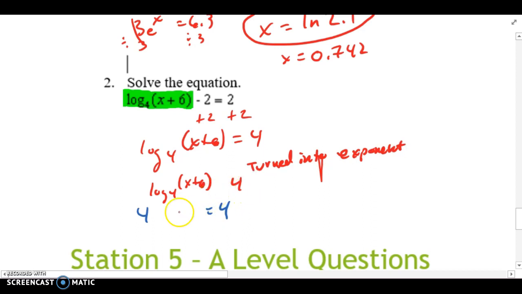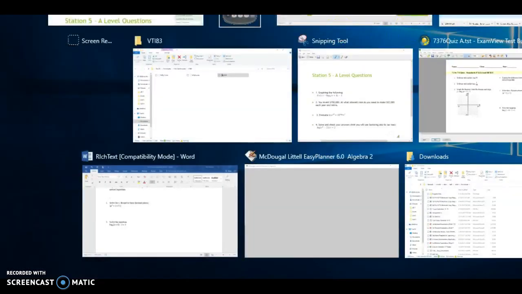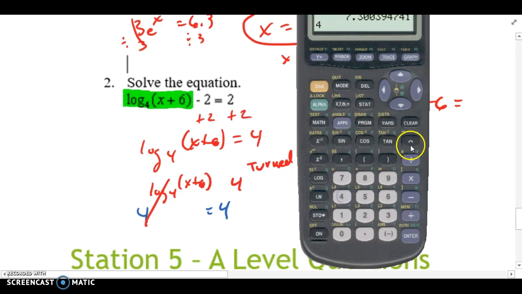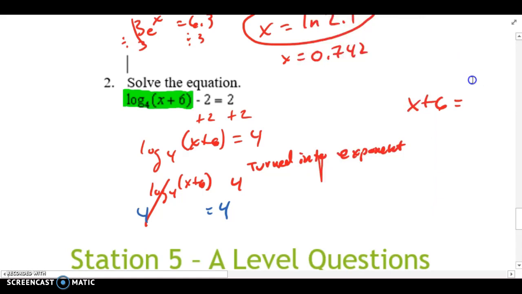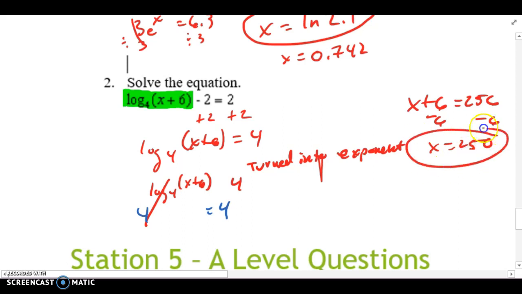So 4 to the 4th power, I don't know what that is off the top of my head, but I do know that these are going to cancel. So I'm left with x plus 6 on the left, and then 4 to the 4th power I'm going to use my calculator for. So that would be 4 to the 4th power is 256. So we have 256, and then we're going to subtract 6. Okay, then we're going to put this in and check our answers.